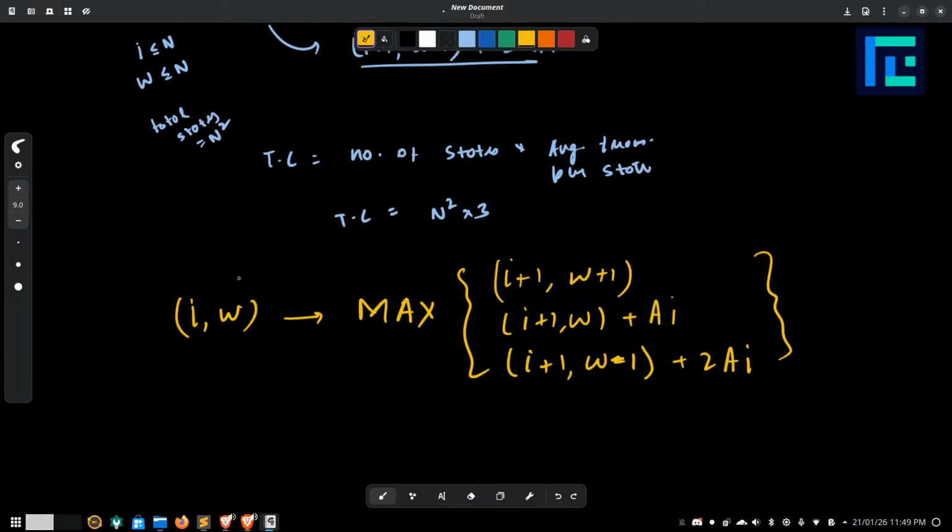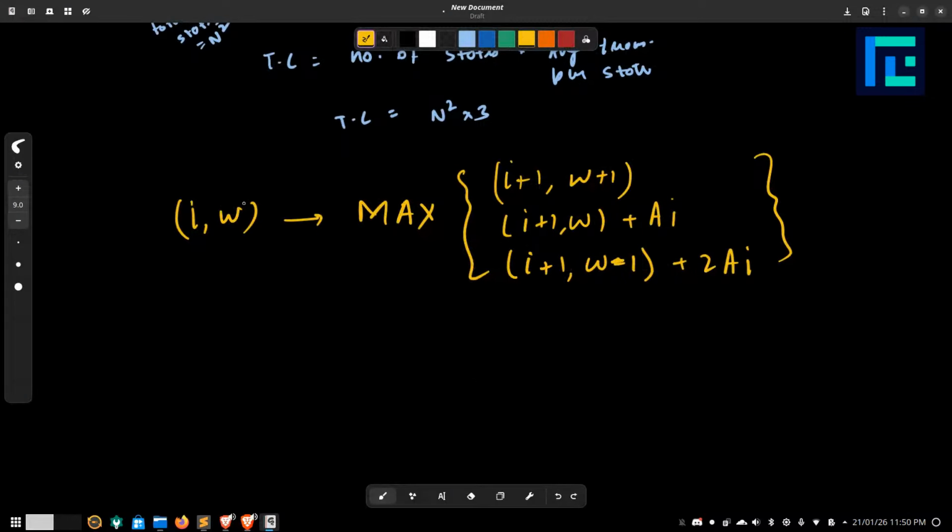For each DP we require a base case, and we can see that from I we are moving towards I plus 1. So in the end we will be reaching I equal to n. So we must write our base case as I is equal to n. If I is equal to n, we can simply return 0, because we cannot sell any more watches since we have already ended the number of days.